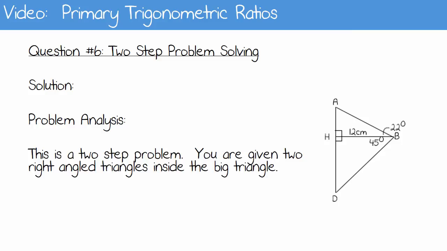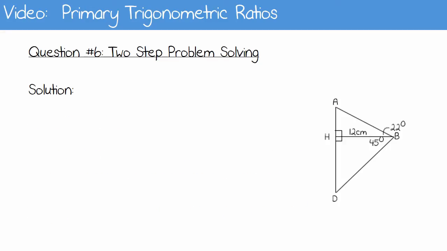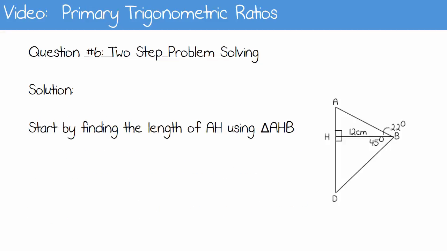This is a two-step problem. You are given 2 right-angled triangles inside the big triangle. To find the length of AD, you need to find the lengths of AH and HD. Then you can use the formula AD equals AH plus HD. Start by finding the length of AH using triangle AHB.